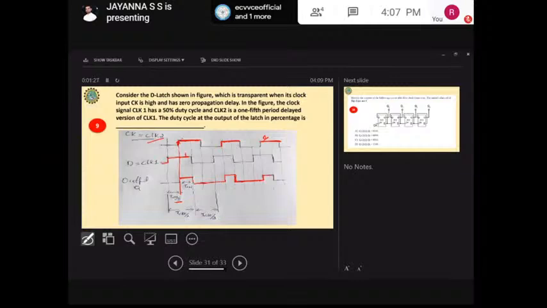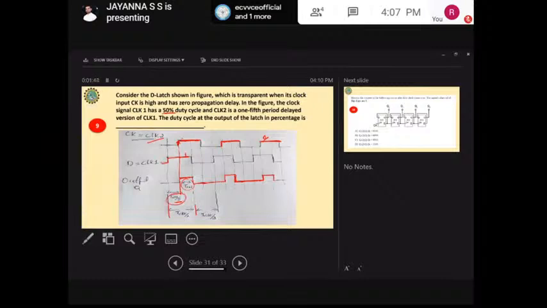So if you consider that one, this will be the t on period. Since they are told that it is a 50% duty cycle, they have in the question told that 50% duty cycle. And they are told that the clock has a 1/5 period delay. You have mentioned that one.